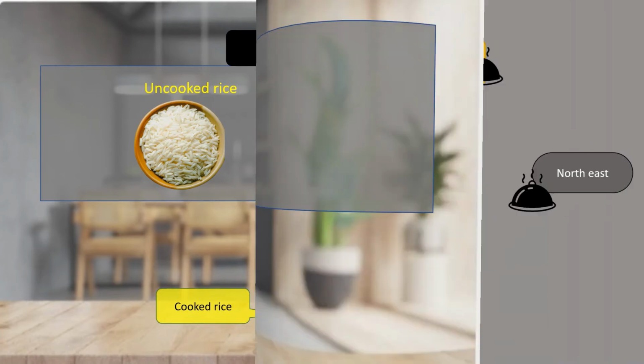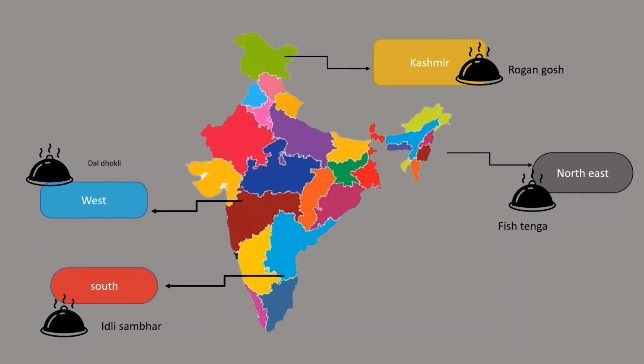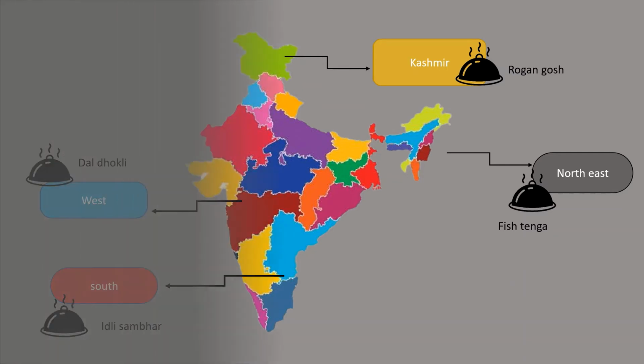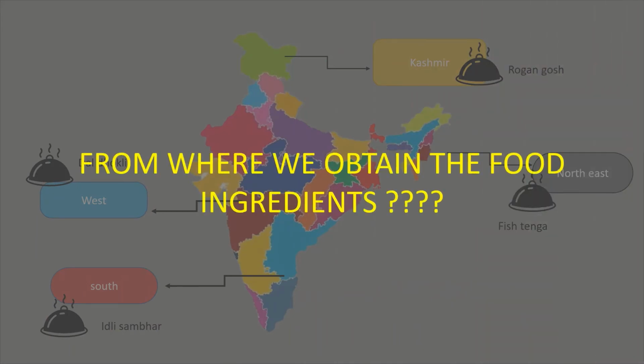Now, we see there are a variety of food dishes in different parts or regions of India. Here are some famous dishes in different parts of India. Try to find out the ingredients used to prepare these dishes. Now, tell me from where we obtain the food ingredients which are required to prepare a dish. Yes, the primary sources of food ingredients are plants and animals.